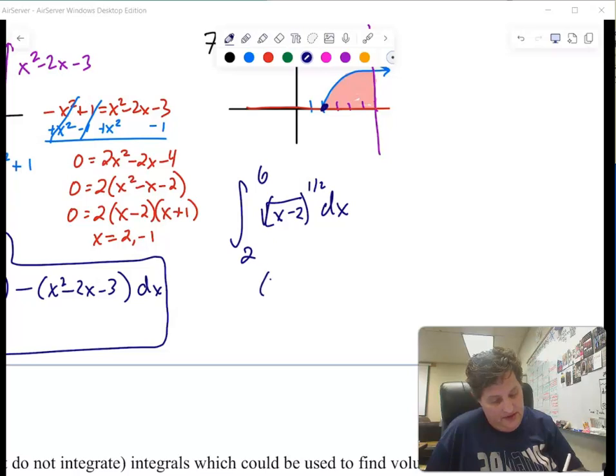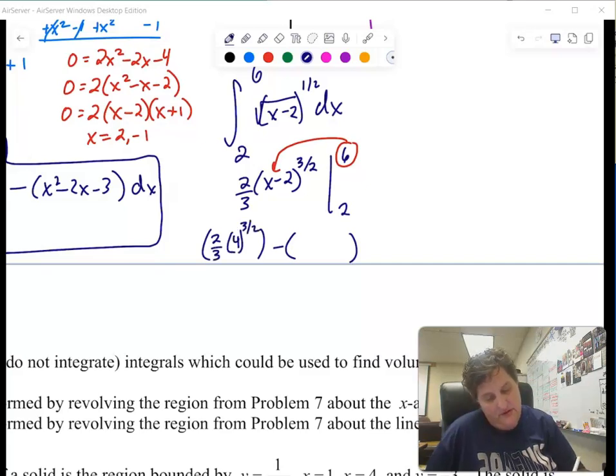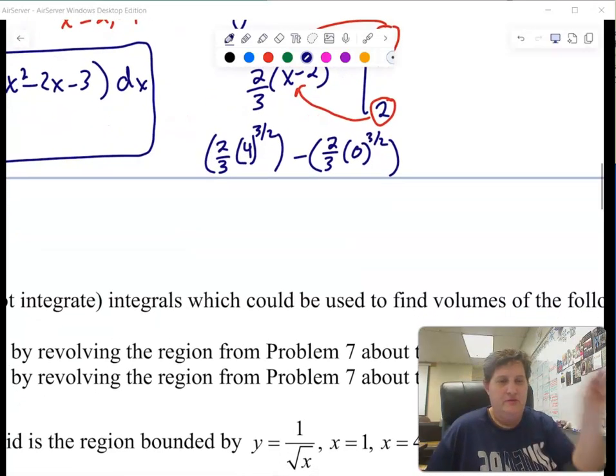So this is going to integrate to, if I add 1 to that, x minus 2 to the 3/2, times 2/3. Okay? And then I'm going to go ahead and plug that in. And I'm going to do top minus bottom. Now, when I plug in 6, I get 2/3, and then 6 minus 2 is 4 to the 3/2. And then when I plug in 2, I get 2/3 times 0 to the 3/2. Okay, if this was a FRQ, I would stop right there.